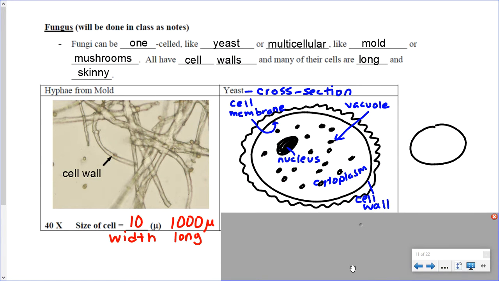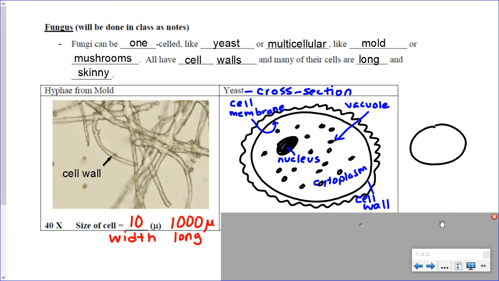This is a fungus, and we're going to make a slide together of the yeast in class. Fungus, as it says, can be one-celled like yeast or multicellular like mold. So this is a slide of what mold would look like. The underground portion of mushrooms would look like this. All have cell walls, and many of their cells are long and skinny.